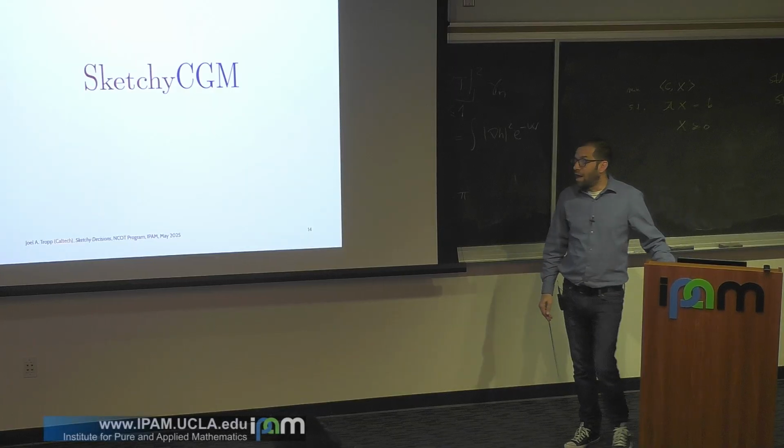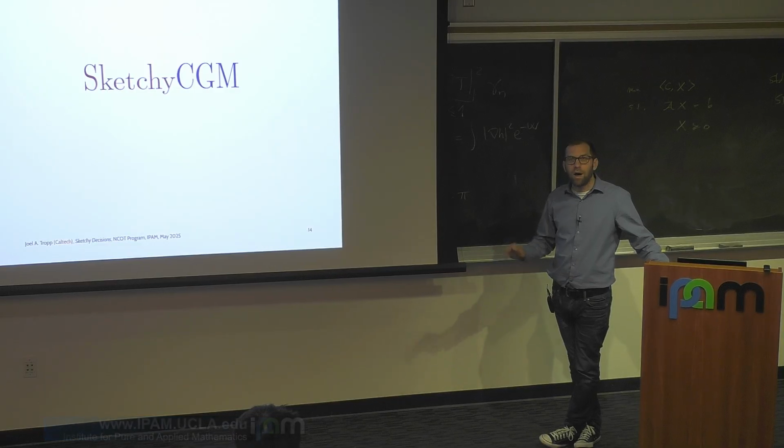Now, let me tell you about an algorithm that can accomplish this task. It's called Sketchy CGM. It's based on a classic algorithm from optimization called Frank-Wolfe, or the conditional gradient method. I'll give you an idea about how this method works, and I'll show you how to layer on some randomized linear algebra ideas to make this algorithm efficient in the sense of storage. Okay, we ready?